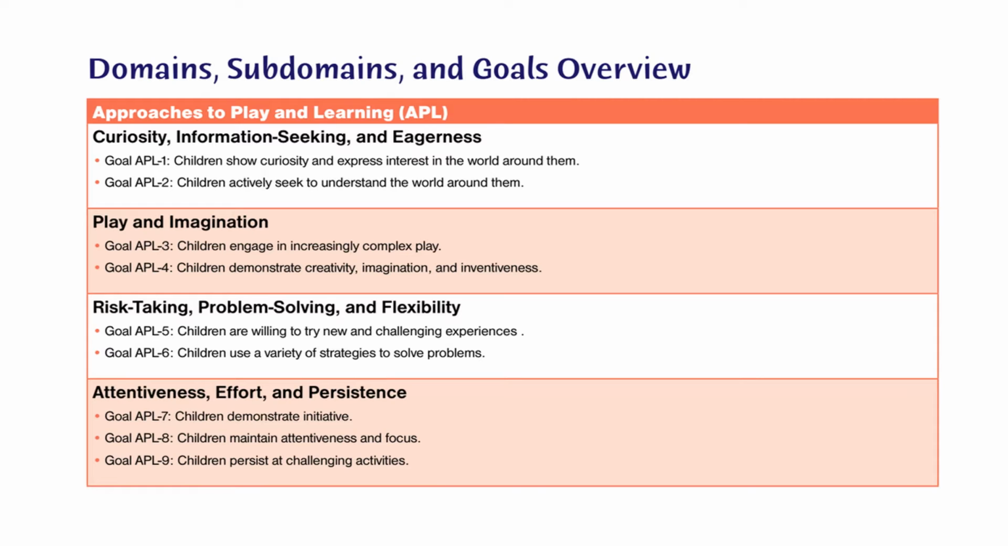So if you were writing, again, as part of your activity plan, APL 6, then again, your instructor would know that it's the approaches to play and learning domain, and it falls under the risk-taking, problem-solving, and flexibility subdomain, and the goal itself is children use a variety of strategies to solve problems. So that's just an easy way to write this information on your activity plan if you're being asked to choose domain, subdomain, and goals.